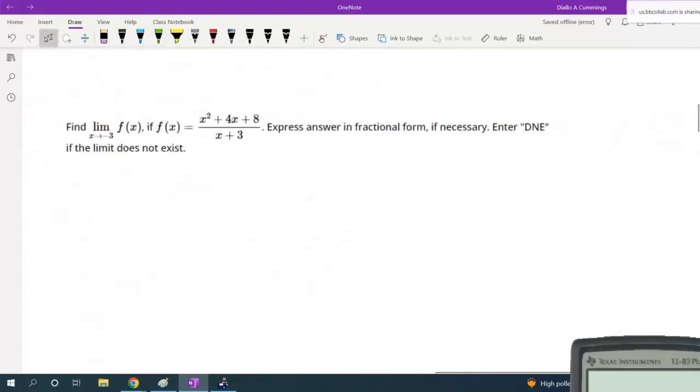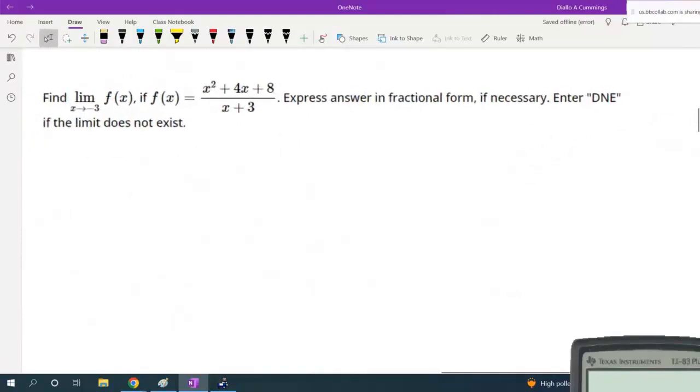Okay, let's take a look at another example. Here we're asked to find the limit as x approaches -3 for the function x cubed plus x cubed plus 4x plus 8 divided by x plus 3. I'm just going to write this out. This is the limit as x approaches -3 for x squared plus 4x plus 8 over x plus 3.